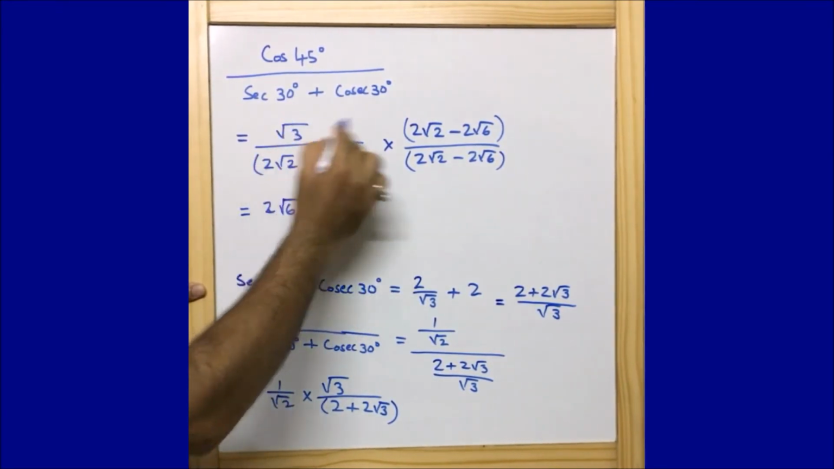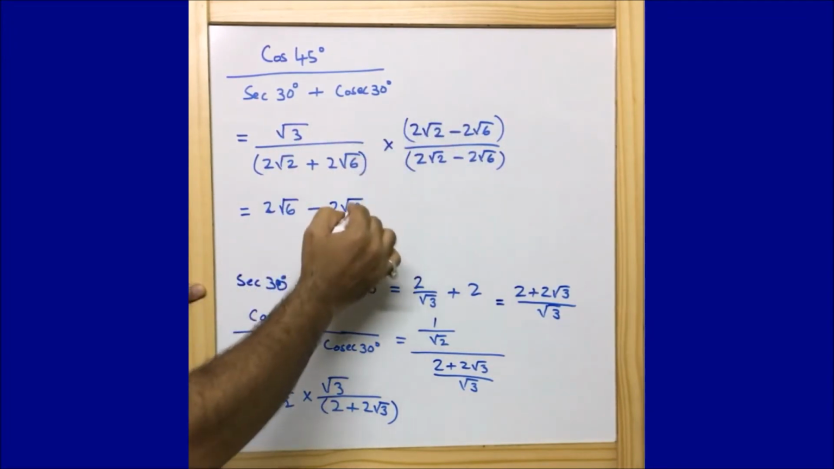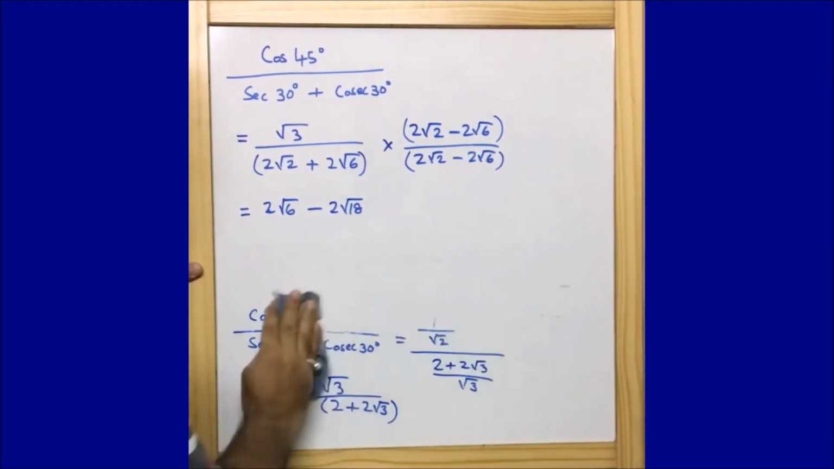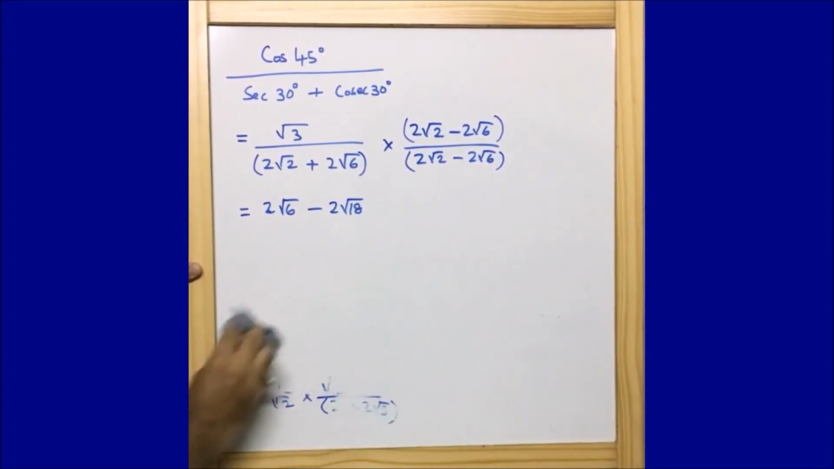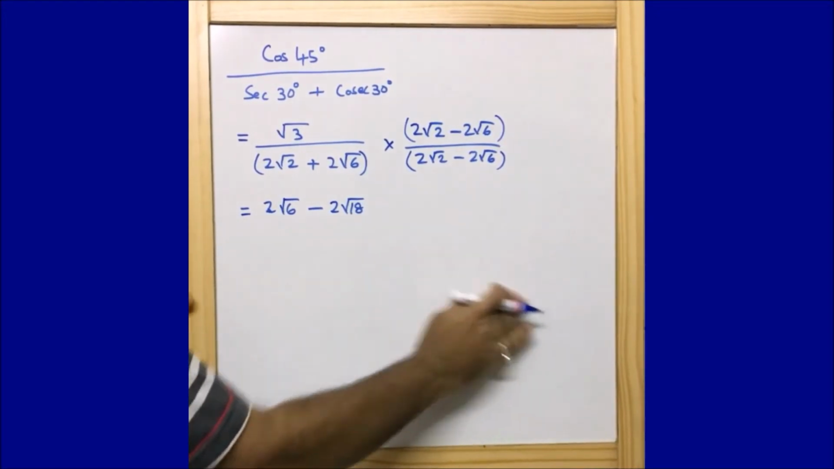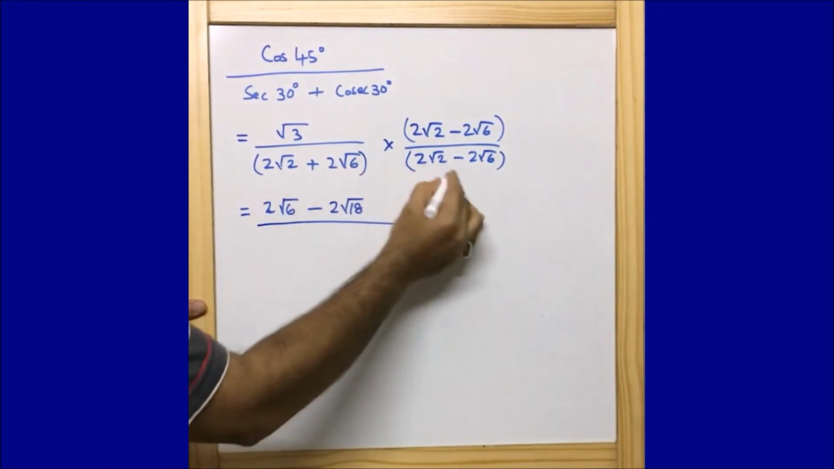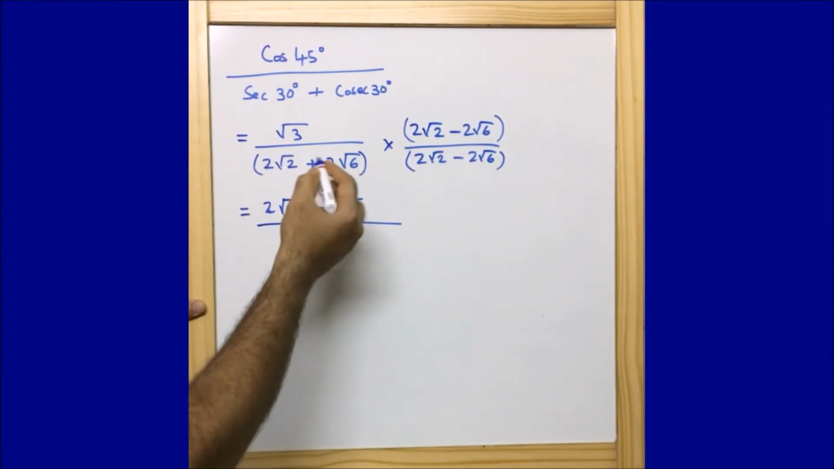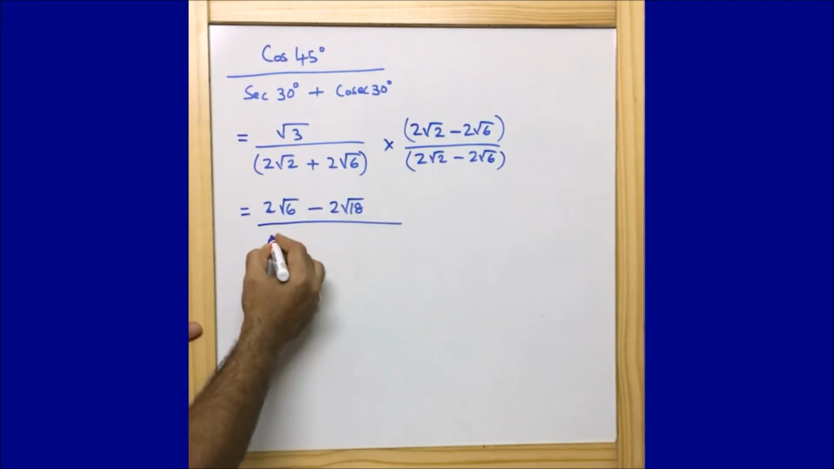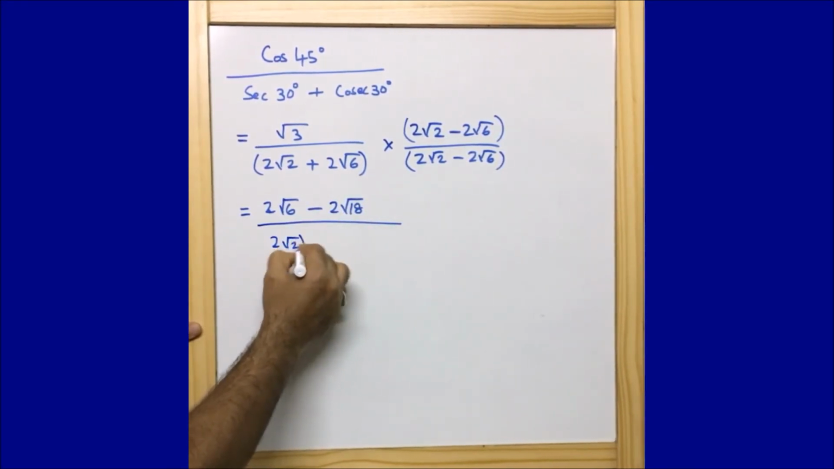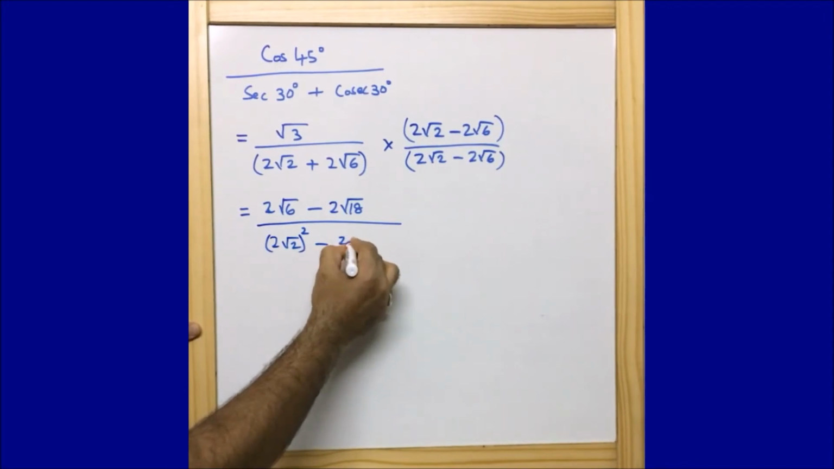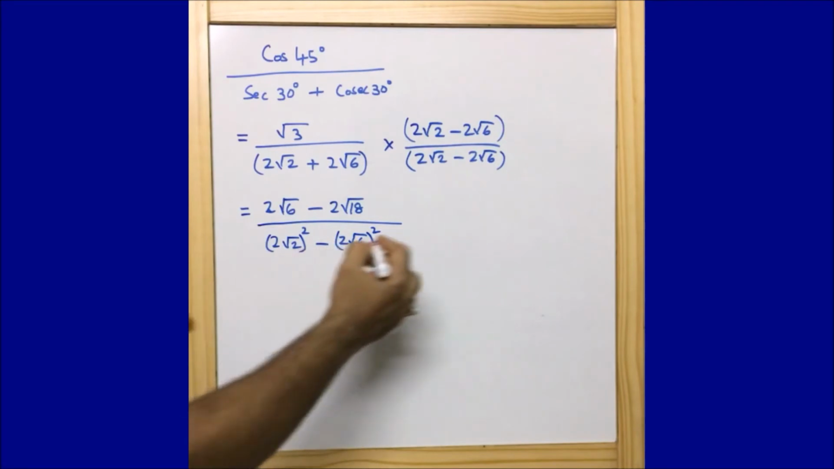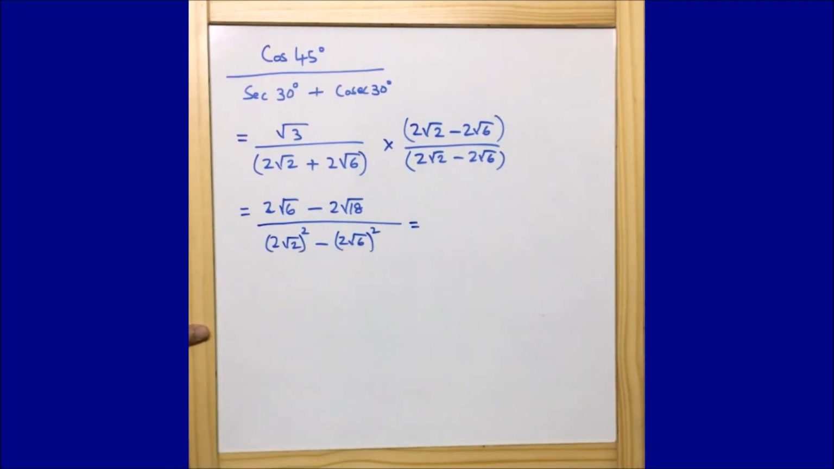Hope you understood, root 3 into root 2 is root 6, root 3 into root 6 is 2 root 18. Now again, for the below one, I can write this denominator part as a square minus b square, because (2 root 2 plus 2 root 6) into (2 root 2 minus 2 root 6), that means (a plus b) into (a minus b) is nothing but a square minus b square. So this is nothing but (2 root 2) square minus (2 root 6) square, which is a square minus b square.